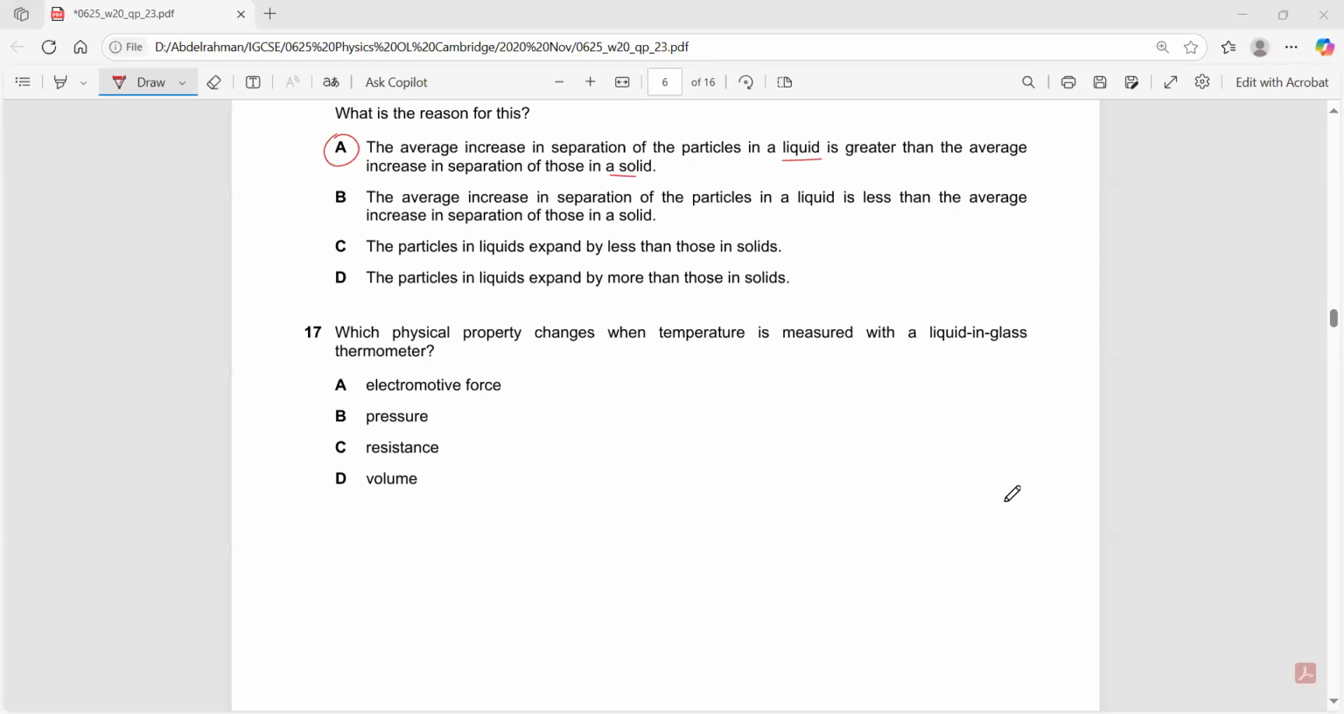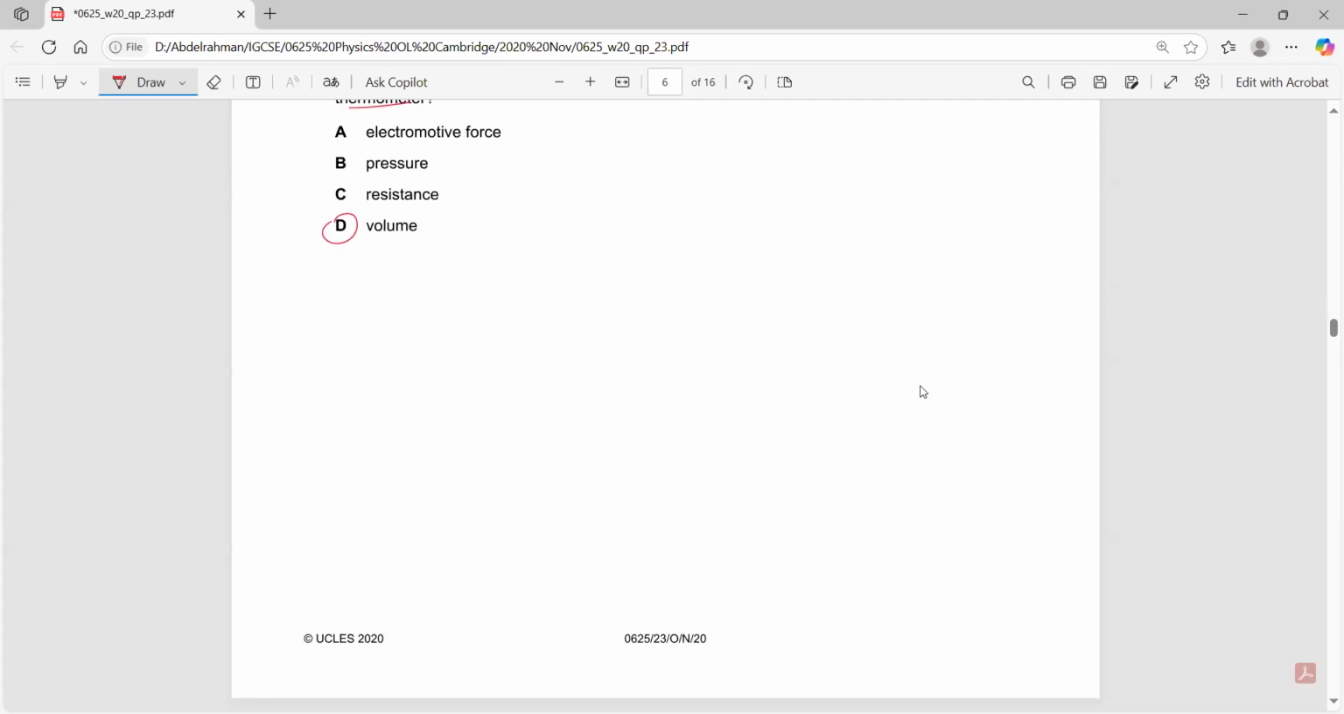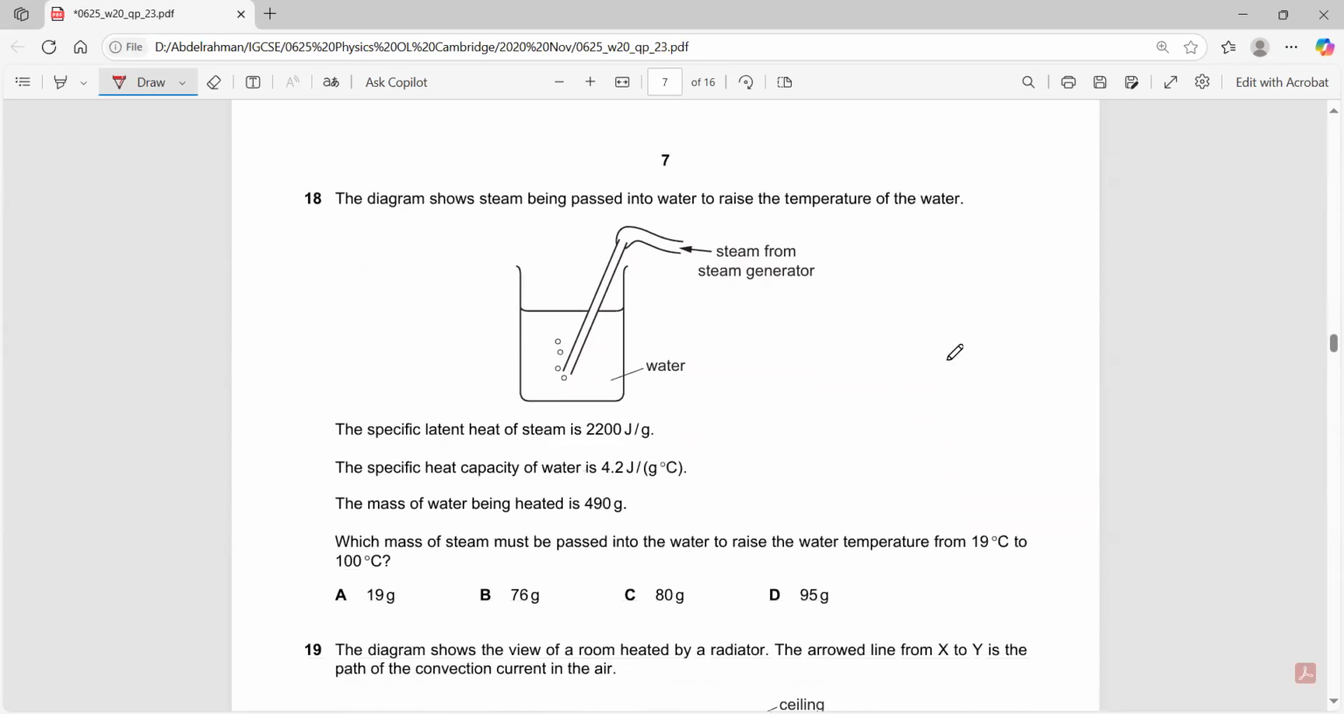Which physical property? This question is cancelled because the liquid and glass thermometer has been removed. But to understand it, what changes with temperature is the volume, due to what? Due to thermal expansion. Latent heat has been removed, so we'll cancel out this question.